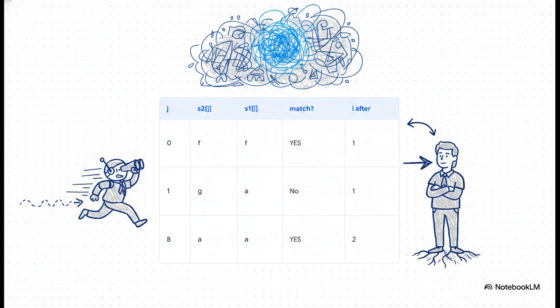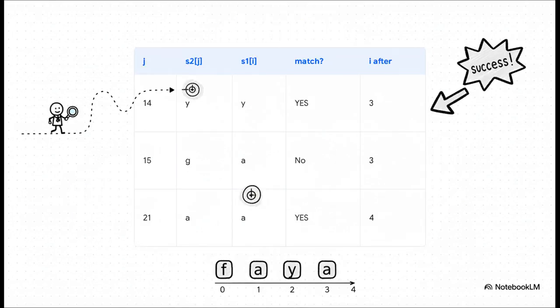Notice how our scout J scans rapidly through index 0, 1, 2, 3, but our tracker I only increments when that first F is found, and then it just waits patiently until the first A is perfectly matched at index 8. The scout does a ton of walking, while the tracker just holds its ground. As we keep tracing, the scout just keeps on moving. We eventually grab the Y at index 14, and that final A way down at index 21.